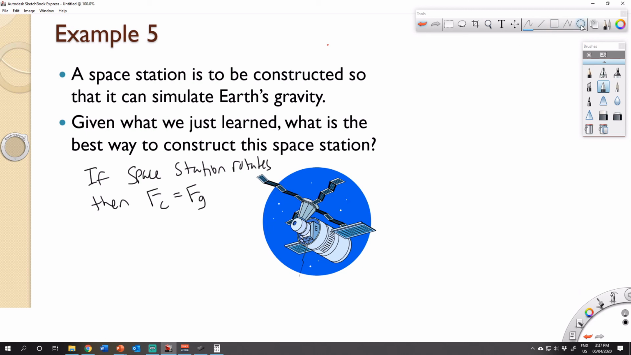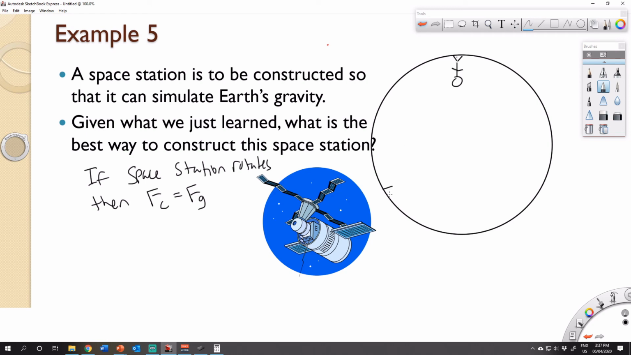So let me draw a circle. Let's say I have a space station, and I have a person on this space station. It doesn't matter where this person is on the space station, as long as it's rotating. So in space, we have basically no gravity. Well, very little gravity. And if you want to simulate Earth gravity, well, if I rotate my spaceship, then this centripetal force will give the illusion that I have some kind of gravity acting on me.